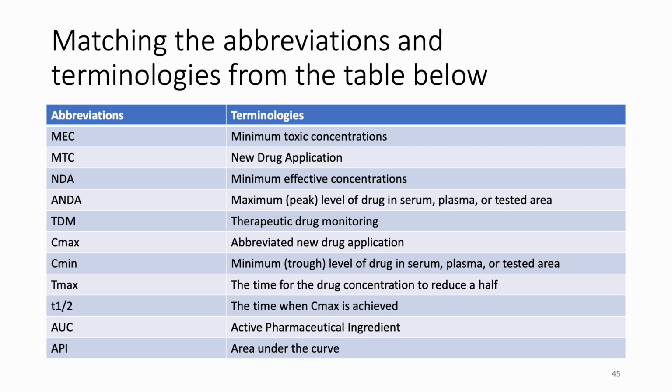Question: match the abbreviations and terminologies from the table below. You have abbreviations in one column and terminologies in another column. Make sure that you match appropriate terminologies for each abbreviation of MEC, MTC, NDA, ANDA, TDM, Cmax, Cmin, Tmax, half-life, AUC, and API. You have 30 seconds to answer the question.